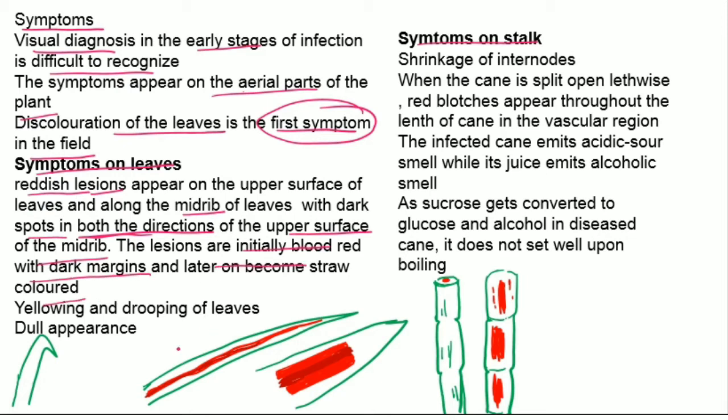That is, suppose this is the leaf, and this here was the midrib. So along the midrib, redness starts to appear, a reddish area starts to appear, and the redness occurs in both directions, that is in this direction also and in this direction also, towards the apex as well as towards the base, and the redness is along the midrib.